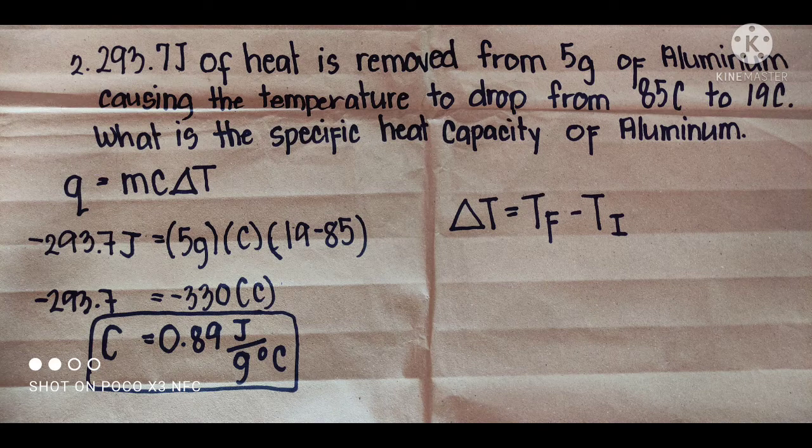For ΔT, we just calculate the final temperature 19 minus 85. Keep in mind ΔT is equal to the final temperature minus the initial temperature, and if we multiply that by 15, that's negative 990. So what we have is negative 990 times C, and that's equal to negative 293.7. So C is negative 293.7 divided by negative 990, and so the final answer is 0.89 joules per gram per degree Celsius. So that's the specific heat capacity of aluminum metal.